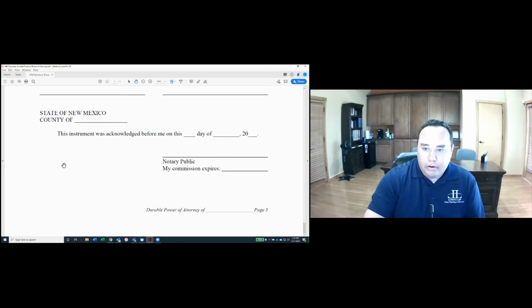And, you know, you can find a notary at any bank. You go to any bank, and we can also notarize it for you here in our office. Just give us a call and make an appointment.